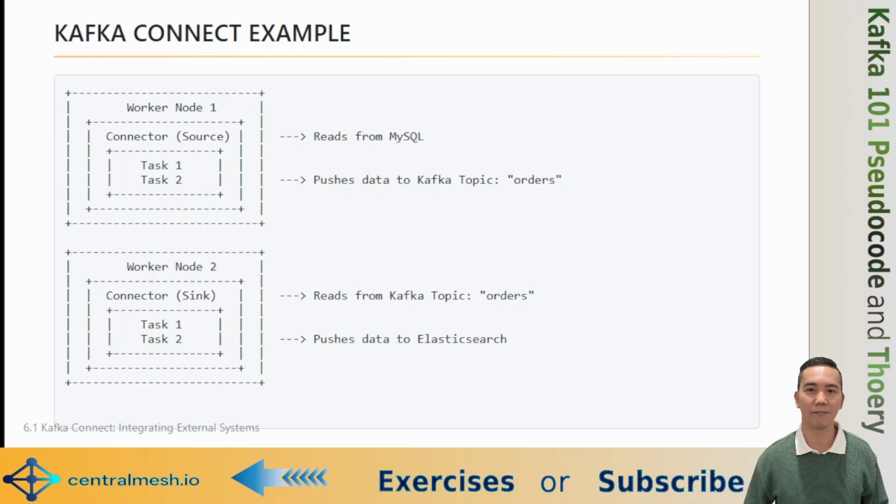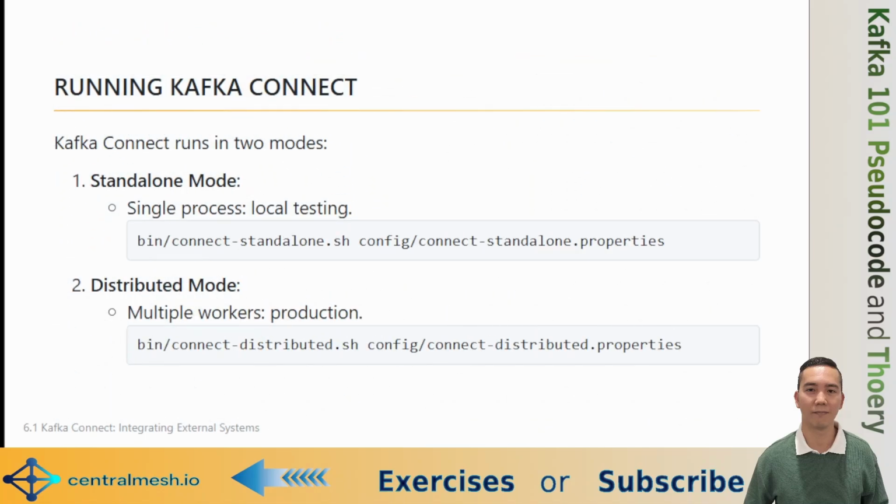Kafka Connect can run in two modes depending on our needs: standalone mode and distributed mode. Standalone mode is the simplest way to get started. It runs Kafka Connect as a single process, meaning everything, connectors, tasks, and workers, runs on just one machine. This is great for local testing or small, simple jobs where we don't need high availability or fault tolerance. We can start it with a single command, which is the first one on the screen.